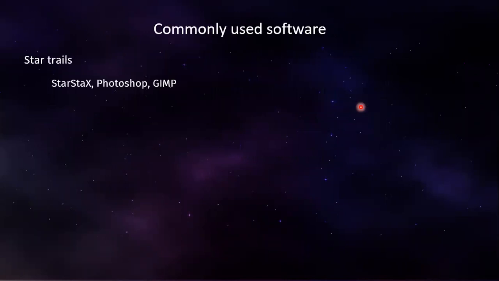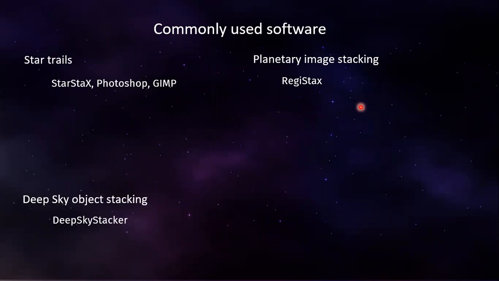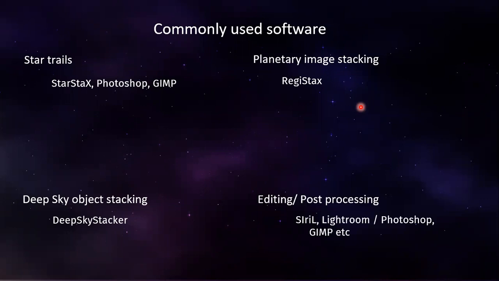Now, some software which is commonly used for astrophotography: for star trails, you can use Photoshop, GIMP, or there is another software called StarStax, which will take all your images and create a star trail image for you. For stacking planetary images, there is a software called Registax. For deep sky object stacking, you can use DeepSkyStacker. Now, Registax and DeepSkyStacker are free software. Also, StarStax is free. And for editing, you can use Lightroom, Photoshop, GIMP, or any software. And as a planetarium, you can use Stellarium.